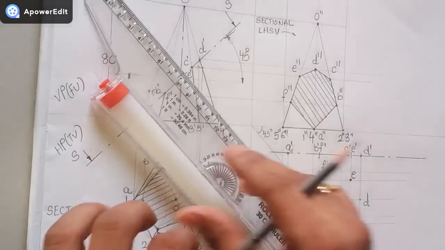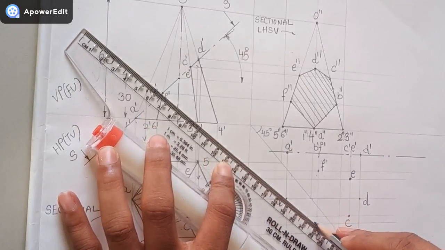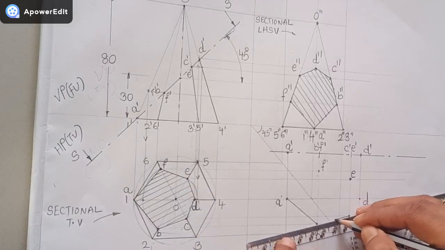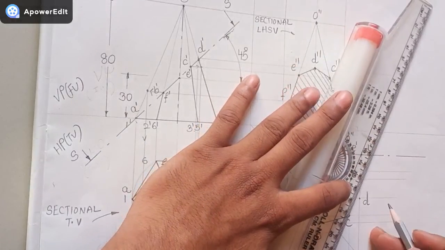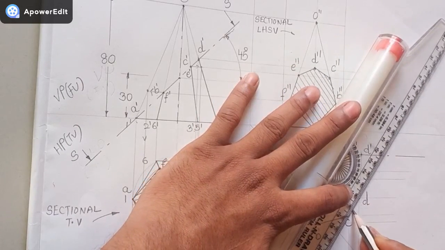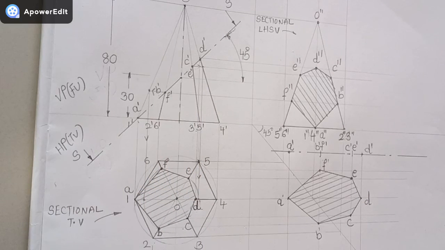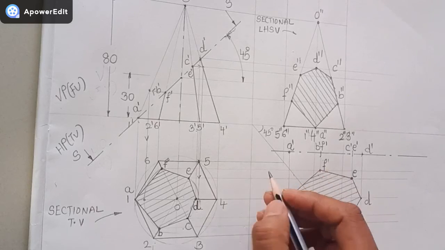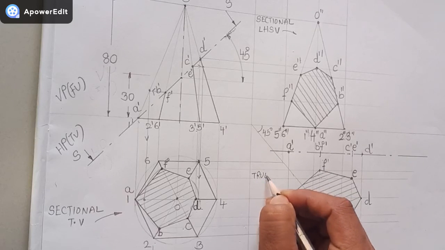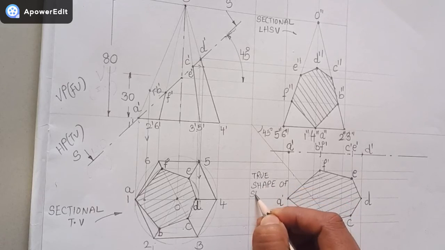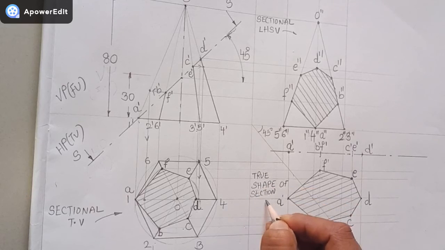To get the true shape, I have to just join all the points. So I will join A to B, B to C, C to D. Similarly, I have to join all the points to get the true shape of the section. In this way, I have got the true shape of the section. Let me name it. This is the true shape of section.